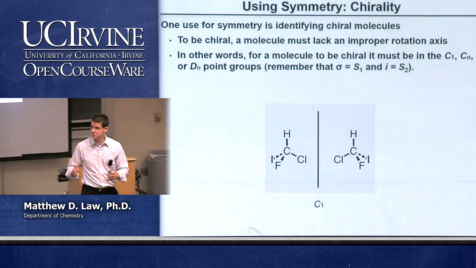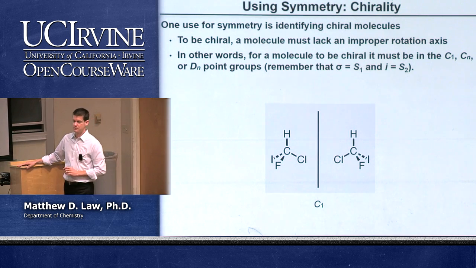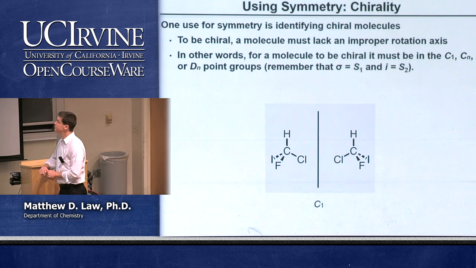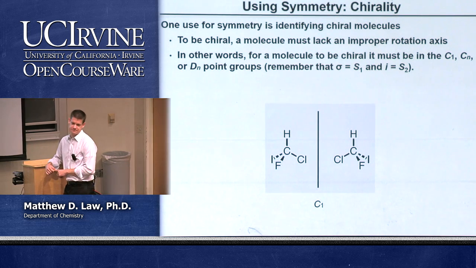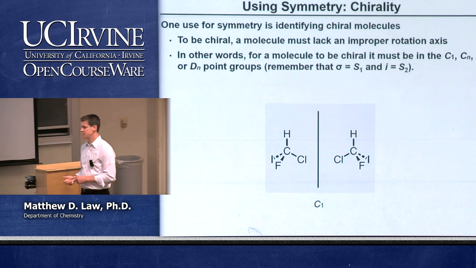So we can immediately use symmetry to tell when a molecule is going to be chiral. There's just a simple rule for when you can have a chiral molecule and when you can't. To be chiral, a molecule cannot have an improper rotation axis. If it lacks an improper rotation axis, it is chiral.